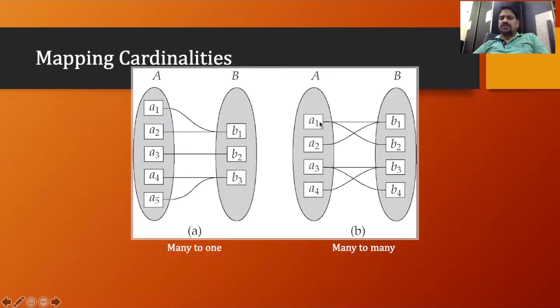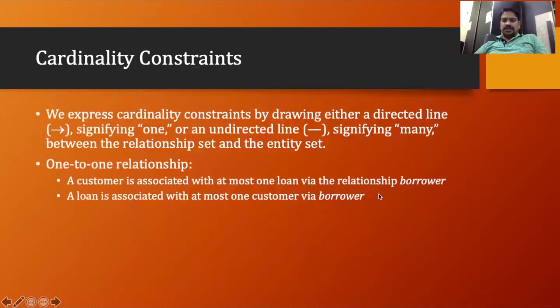So here also from this side to this side we have a one to many relationship, and from here to here also we have a one to many relationship. That's why it is a many to many relationship. This is how we can express it. This is the way we can express one, and this is the way we can express many.